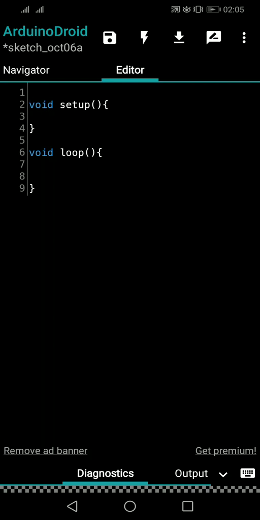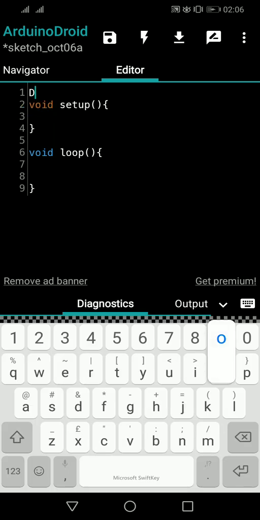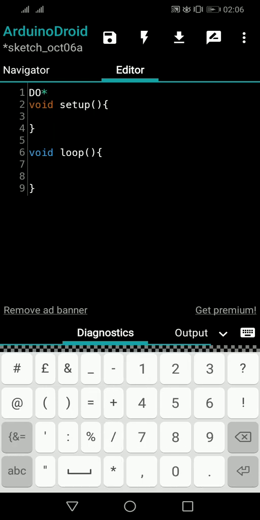Hi everyone, in today's video we will study analog input. We already studied digital output, and that is done actually. So let's mark it with a star.